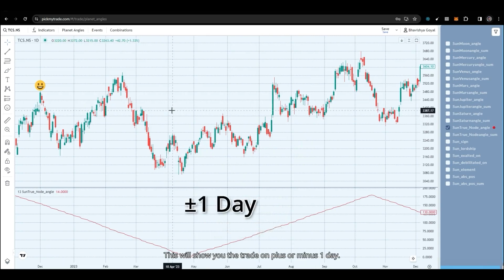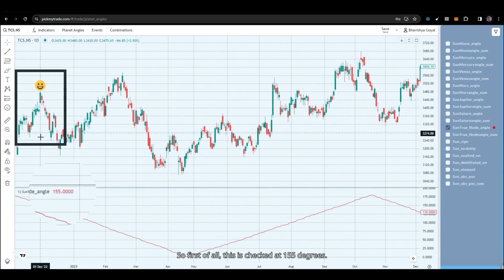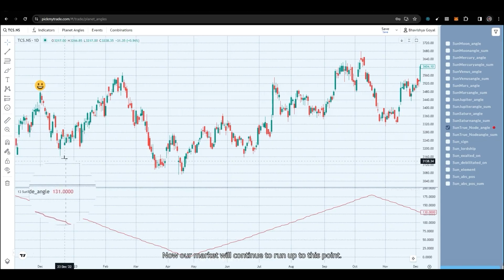This will show you the trade on plus or minus 1 day. So first of all, this is checked at 155 degrees. It was 155 that day. Now our market will continue to run up to this point. It came to 0 on April 20th.